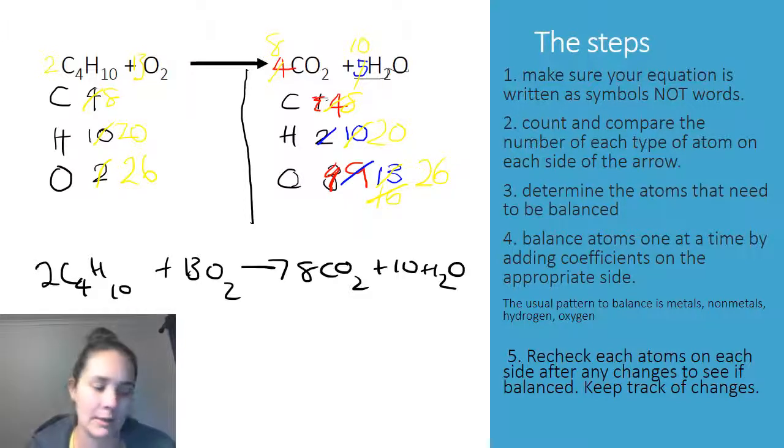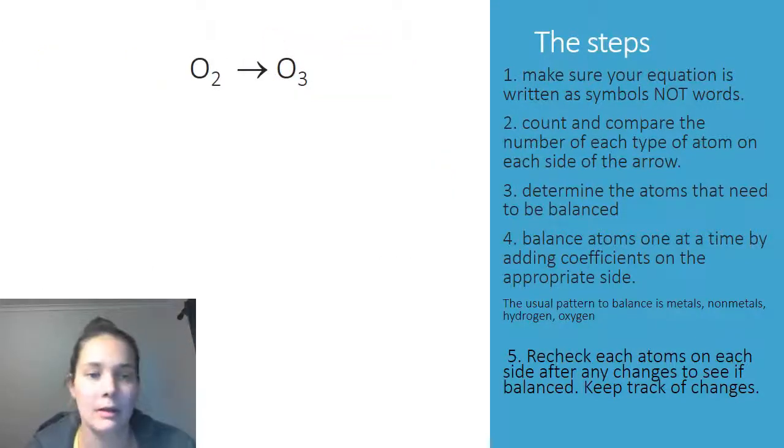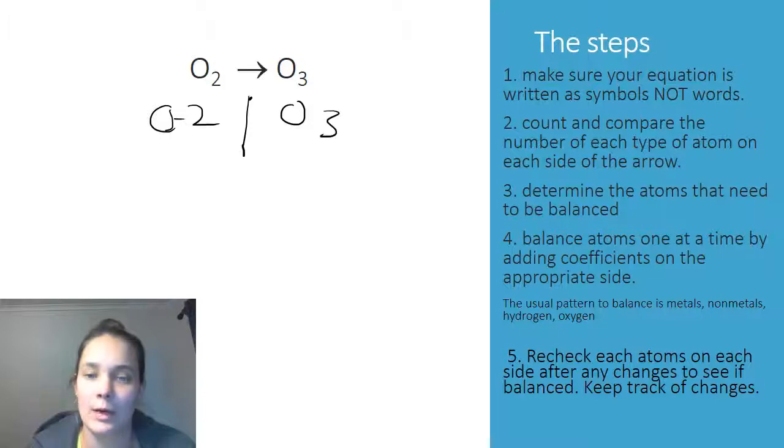All right, let's do one that is a lot easier. All right, the next one, C2O3. It doesn't matter how easy the equation is, follow the steps. So it's written as an equation, not a word. So I draw my line down the middle. Step 2, count and compare. C2, O2, O3.